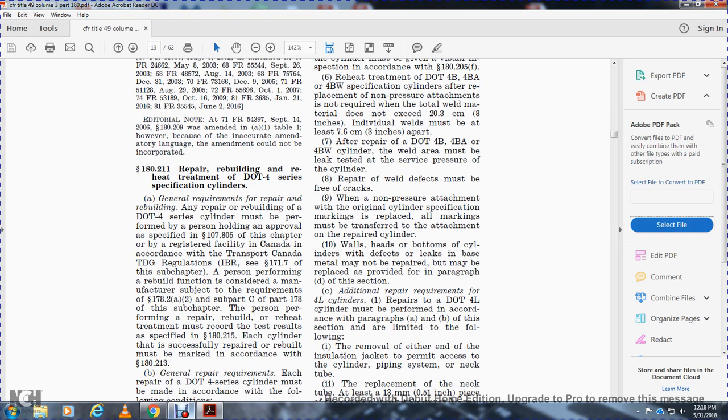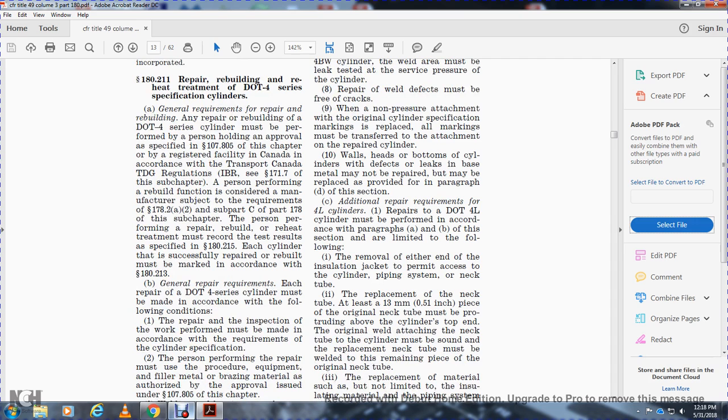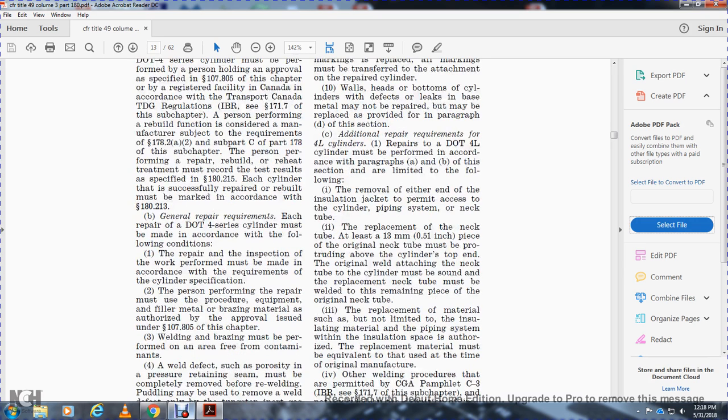The person performing the repair, rebuild, or reheat treatment must record the test results specified in 178. Section 180.215: each cylinder successfully repaired or rebuilt must be marked in accordance with 180.213. General repair requirements: the repair of DOT 4-series cylinders must be made in accordance with the following conditions. The repair and the inspection of the work performed may be in accordance with the requirements of the cylinder specification. The person performing the repair procedure, equipment, and filler metal of the brazing material must be authorized by the approval issued under 107.805.